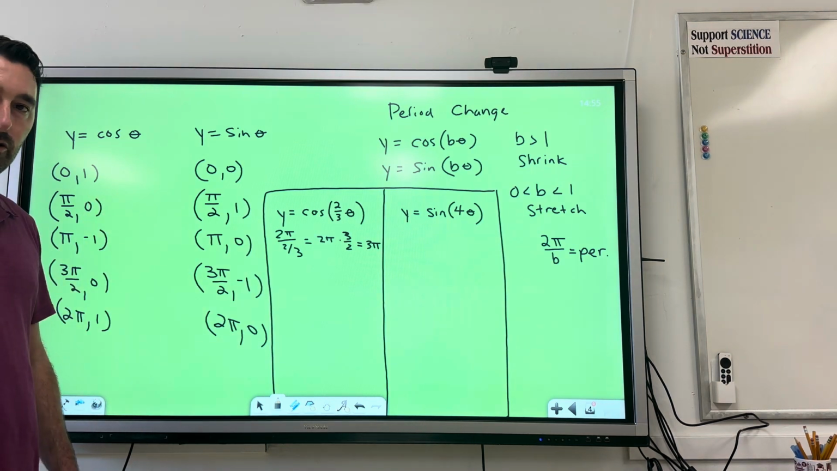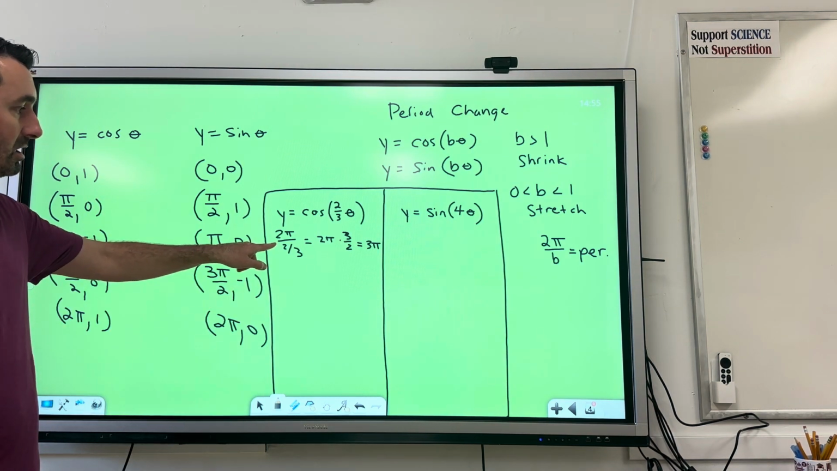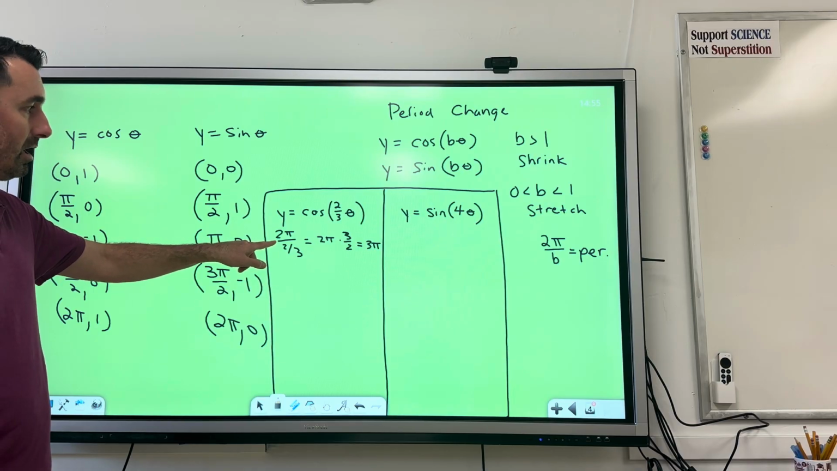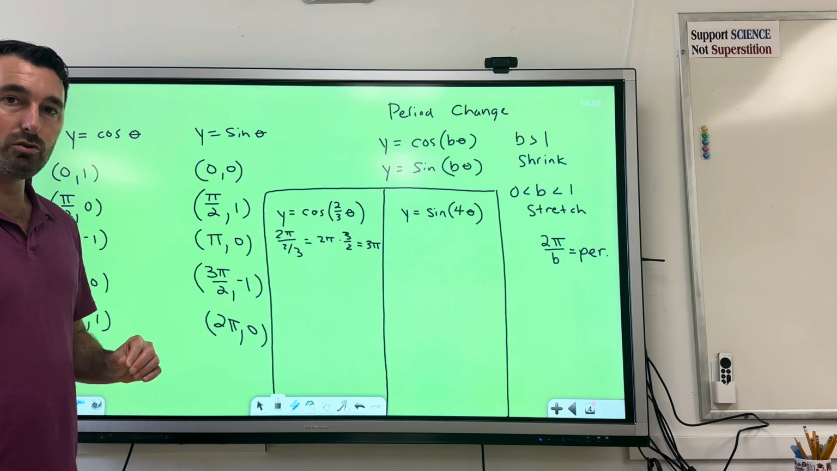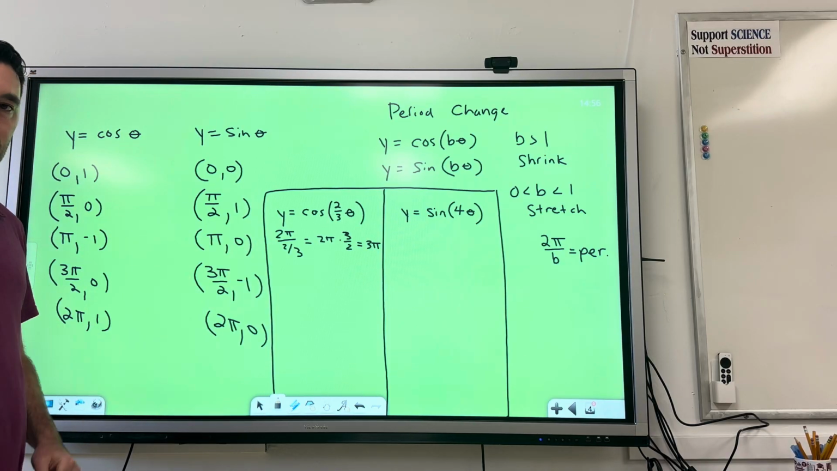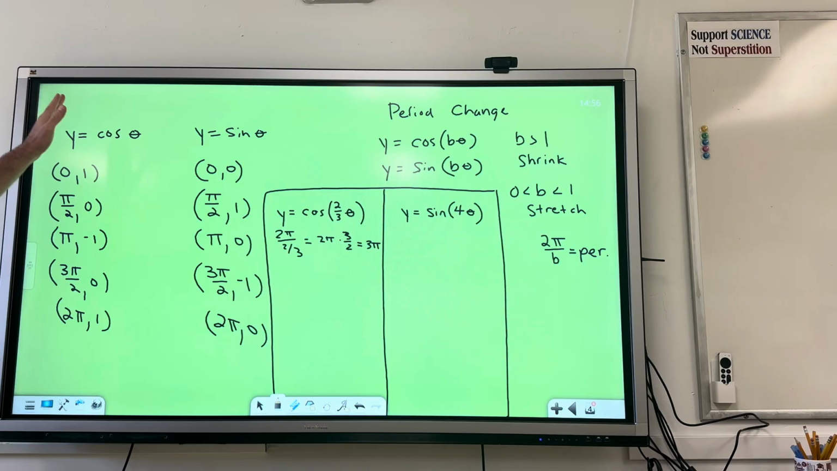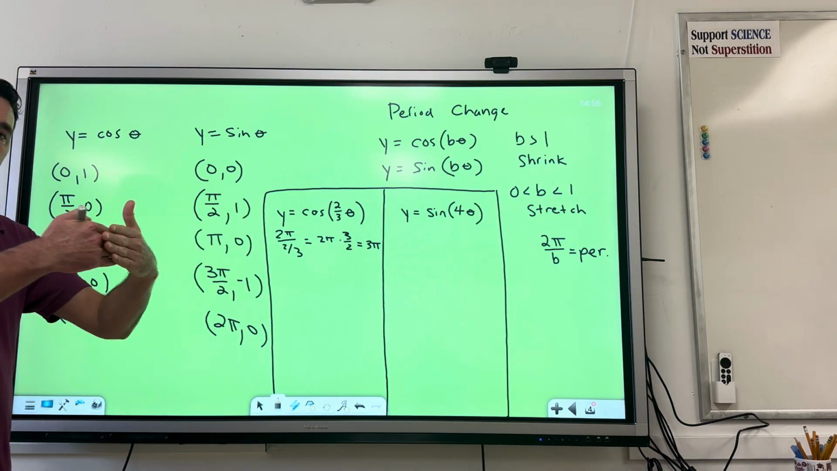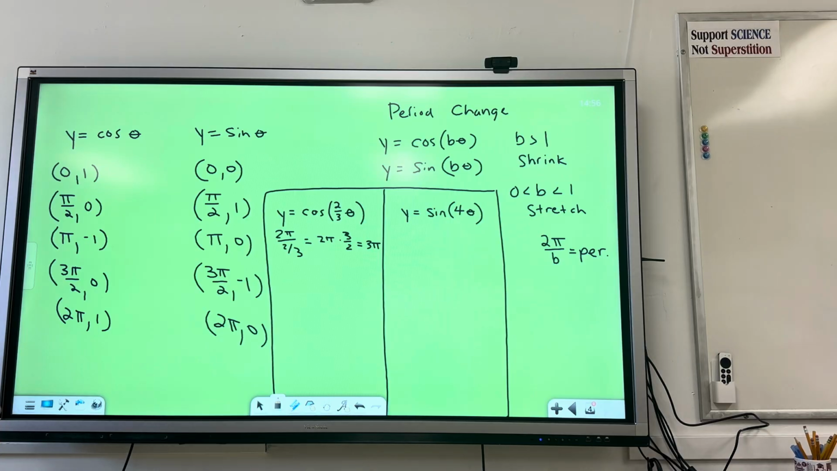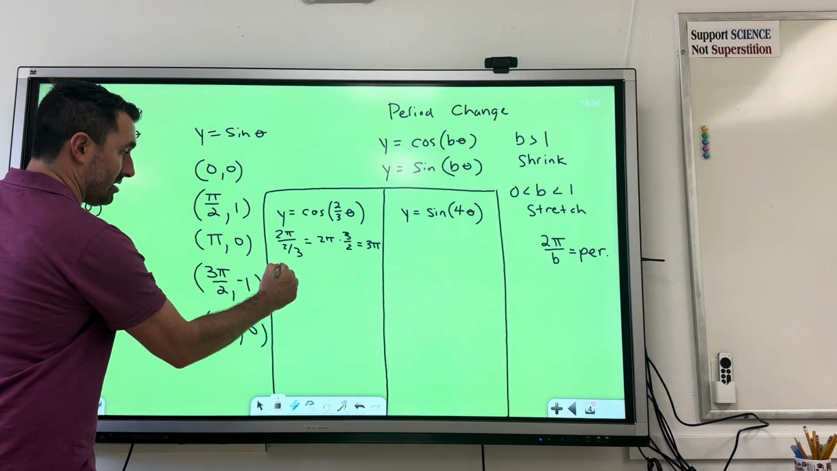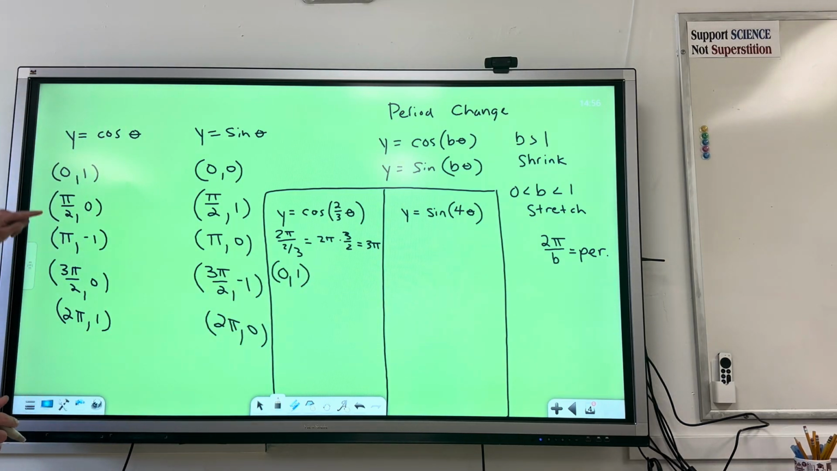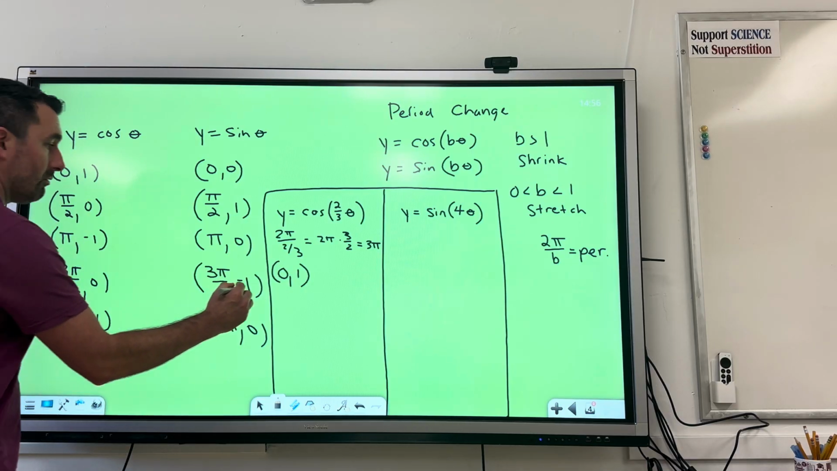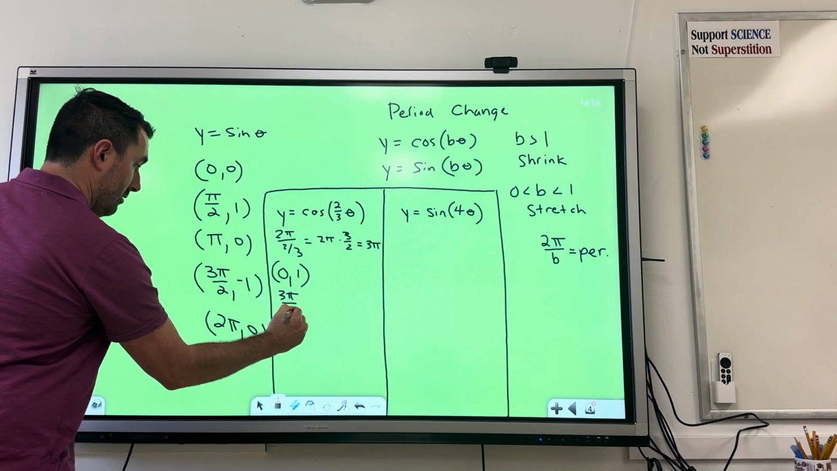But let's say we needed to calculate all the coordinates. What we would do is take each one of those coordinates and divide it by 2/3, just exactly what we did here. So if we wanted to take the very first coordinate for cosine, we're going to affect the x values, so we divide those by 2/3. 0 divided by 2/3 stays 0. The y value will not change. Pi over 2 divided by 2/3 is the same thing as pi over 2 times 3 over 2, so that becomes 3 pi over 4.